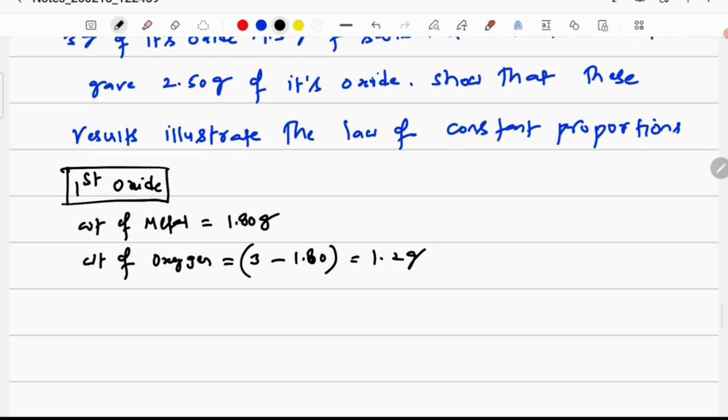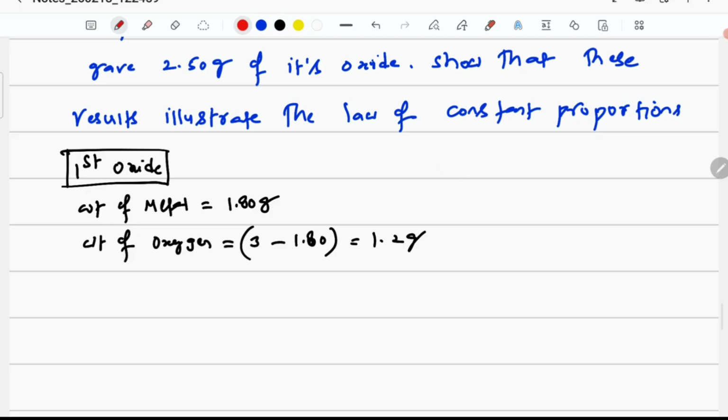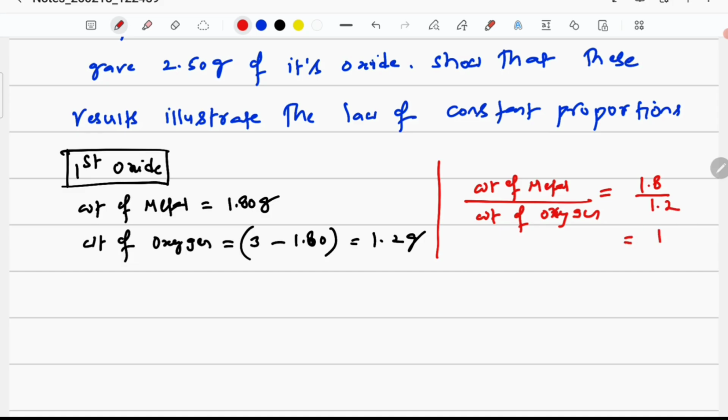Now if I take the ratio of the weight of metal to the weight of oxygen, here what you will get is 1.8 by 1.2, which is 1.5. So in the first oxide, the ratio is 1.5, overall 1.8 by 1.2. Now I am taking the second oxide.